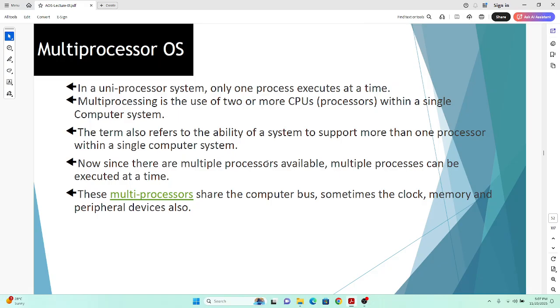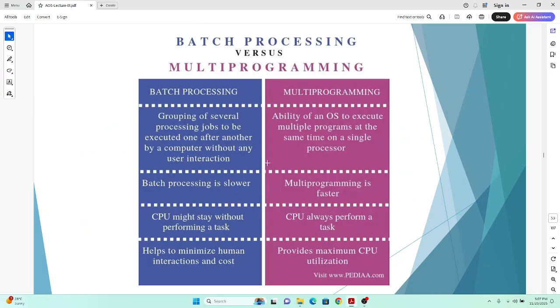So we have multiprocessor. In uniprocessor only one process executes at a time, while in multiprocessing we have two or more CPUs within a single computer system for parallel processing. As you can see, since there are multiple processors available, multiple processes can be executed at a time, so it increases speed and parallel processing and also reduces load.